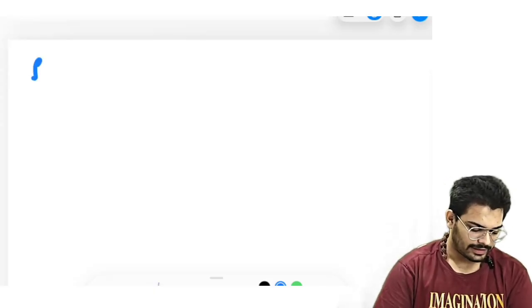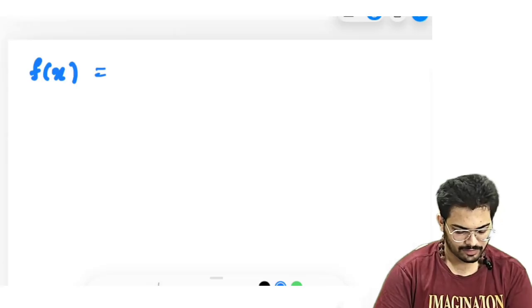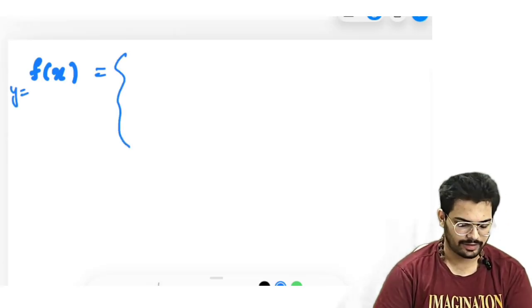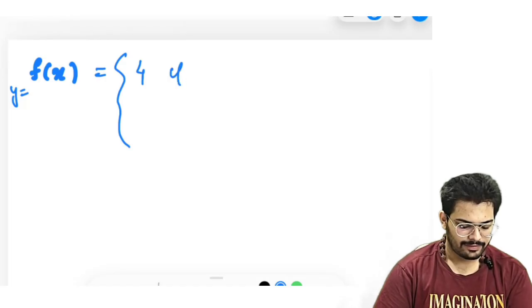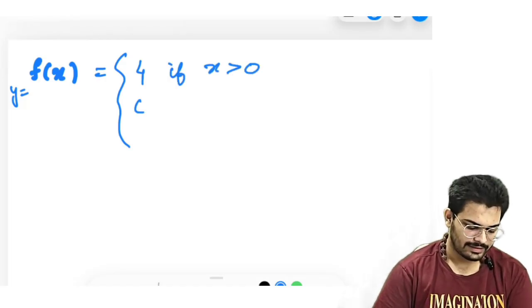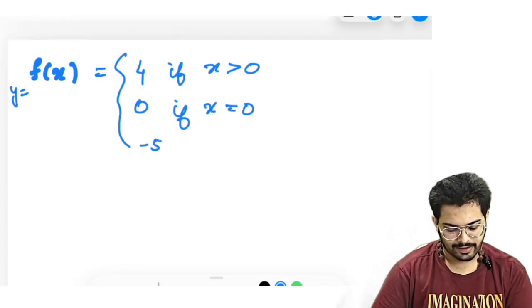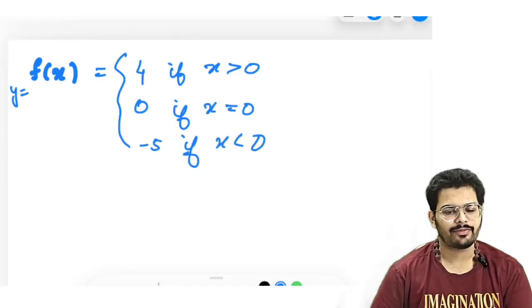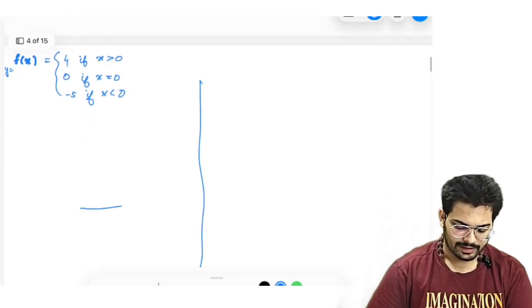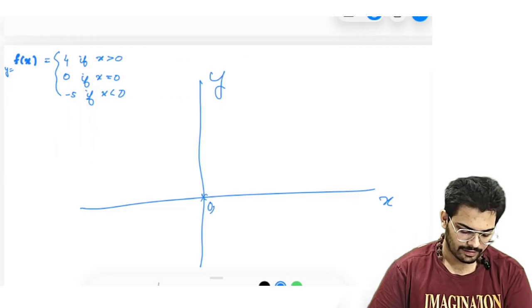Now you can have a function. We can define the function, that is the y value is equal to f of x, which is equal to 4 if x is greater than 0. The output will be 4, and 0 if x is equal to 0, and minus 5 if x is less than 0. In this scenario, we can have the Cartesian plane, xy plane, where this is our origin.